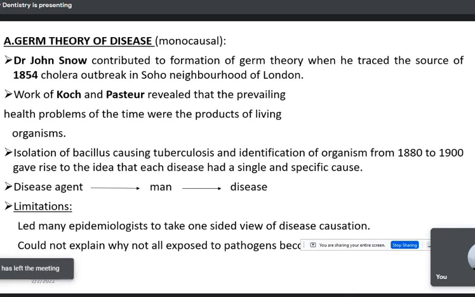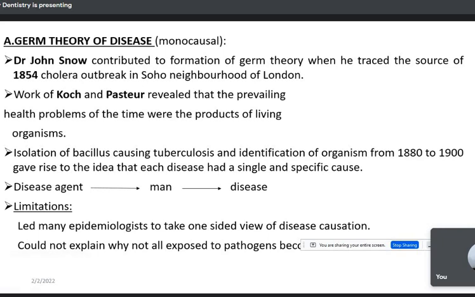This germ theory will not include the other aspects, such as the environmental aspect. That is the main limitation of this theory, which is why it was criticized and another theory came into existence. In the current context, take the example of COVID-19. Not all of the people exposed to the source of COVID-19 will actually get the disease. There are many other factors also. The presence of a disease agent alone is not sufficient to cause the disease.